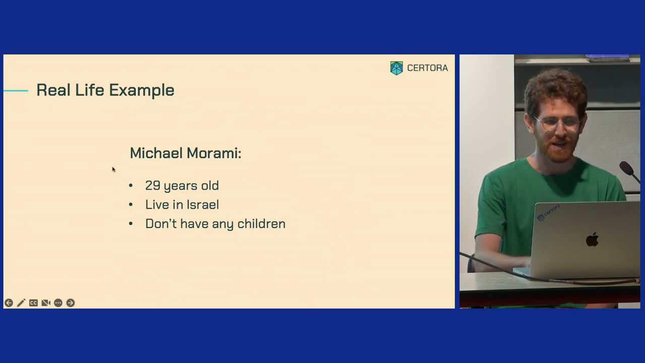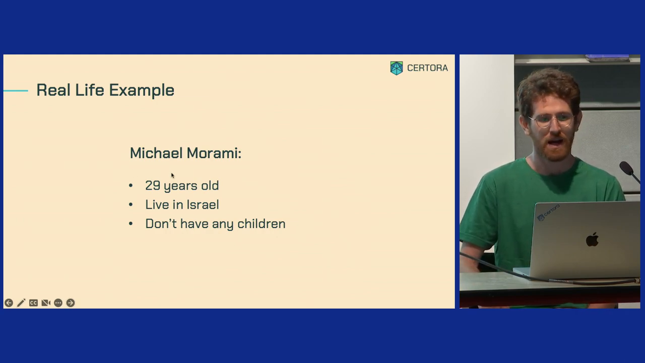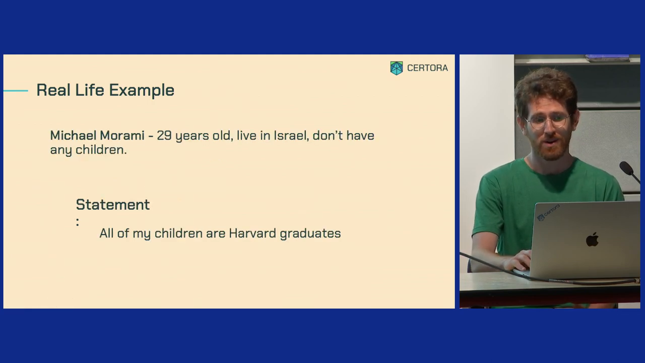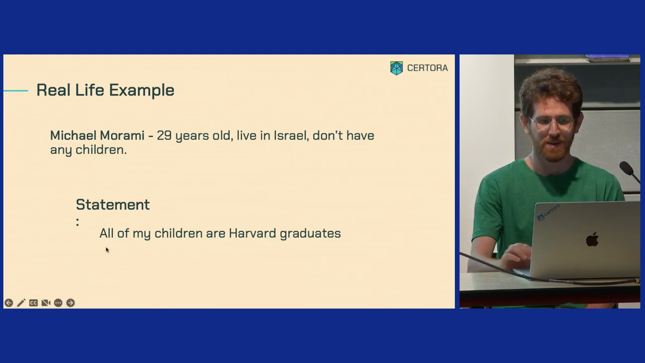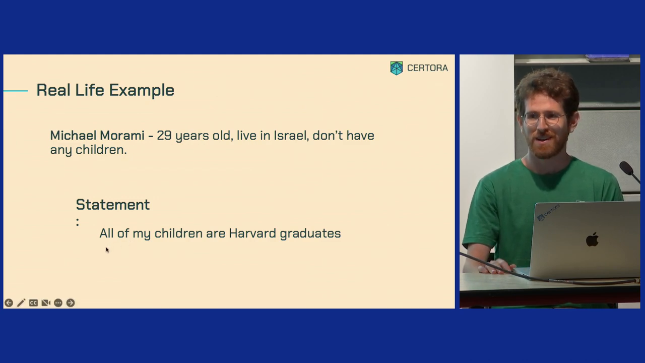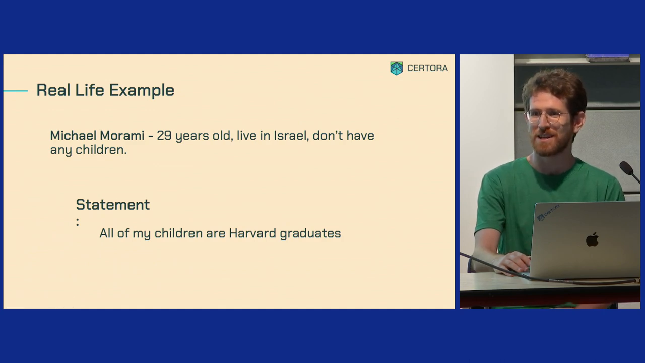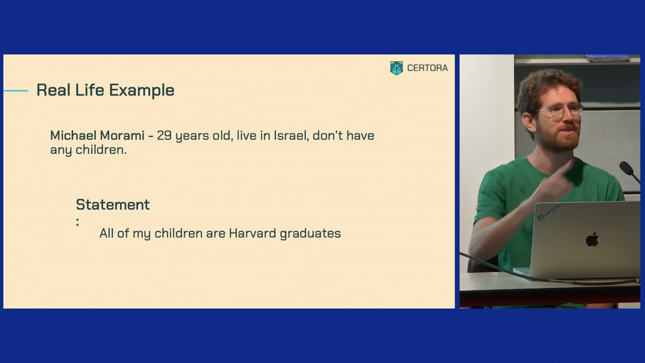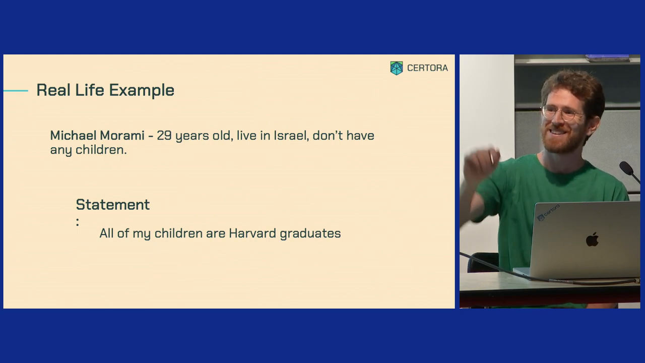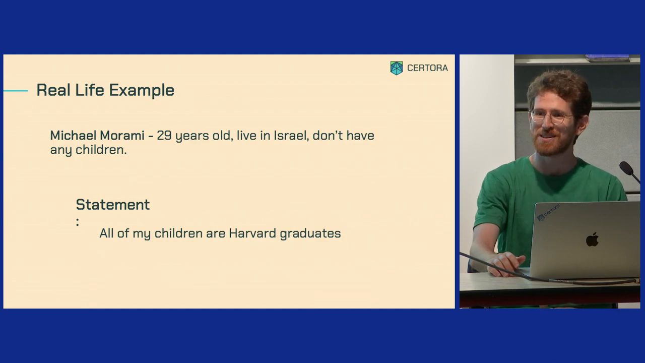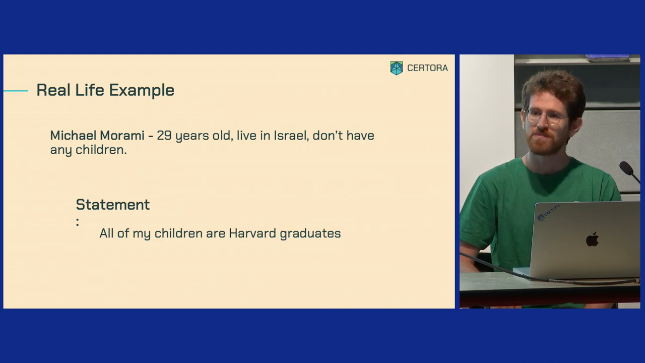So I need to tell something about myself. My name is Michael. I'm 29 years old. I live in Israel and I don't have any children. Now I want to make a claim. All my children are Harvard graduates. So who thinks this statement is true? Raise your hand. Okay, not Certora people. Who thinks this statement is wrong? You. Can you explain why, maybe? Because you don't have any children.